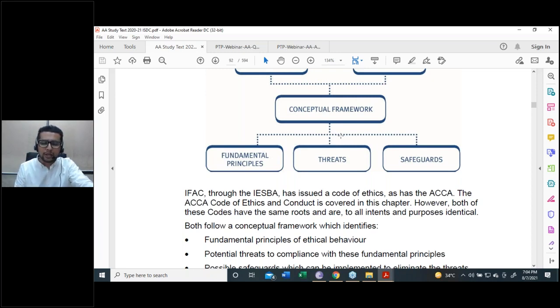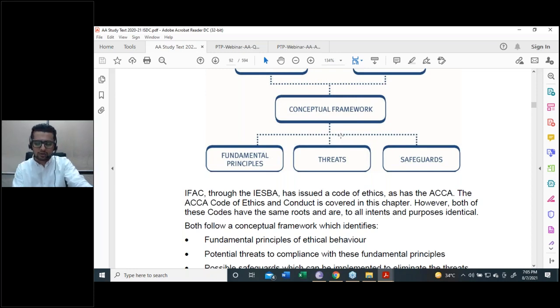Number 2, the threats which cause us problems, which tend to make us compromise on the fundamental principles. And the last thing we need to study is safeguards. Safeguards are those actions which an audit firm or you as an individual apply to make sure that those threats are not that significant, and that there is no compromise on the fundamental principles. So there are 3 things we need to cover: number one, fundamental principles; number two, threats; number three, safeguards. It will take around 5 to 10 minutes.